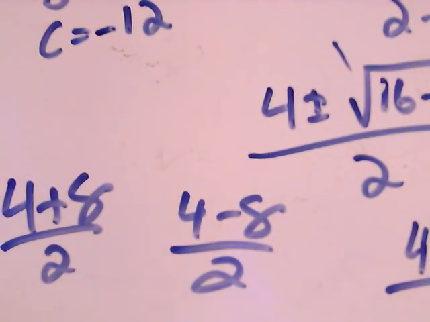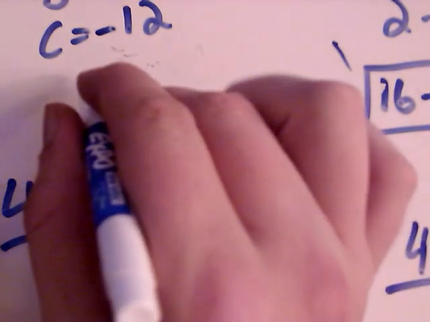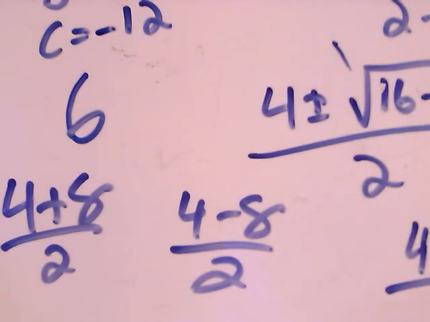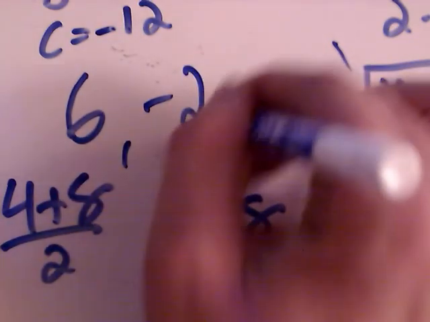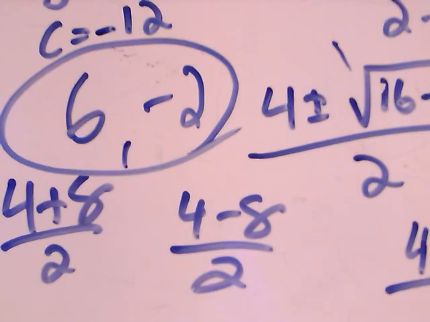Remember, 4 plus 8 is 12. 12 divided by 2 is 6. 4 minus 8 is negative 4. Negative 4 divided by 2 is negative 2. So those are my answers.